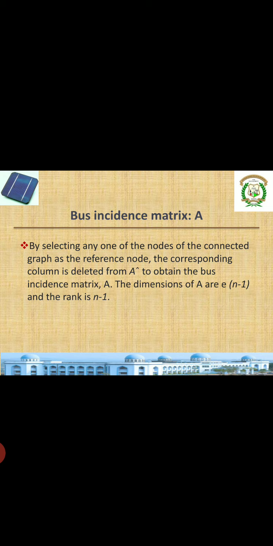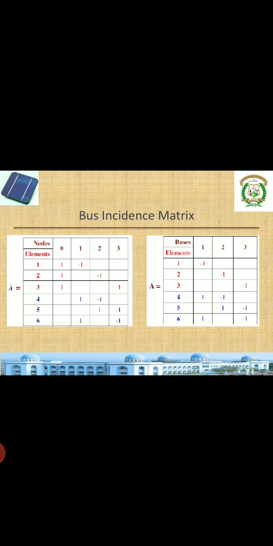The same problem we can write as the matrix A. You see here, the first matrix shows the A cap or incidence matrix. The second matrix shows the bus incidence or reduced incidence matrix. You can see the first matrix is 6 cross 4 and the second matrix is 6 cross 3. What we have done here is just remove the 0th column, the reference node column. You can see that clearly there.